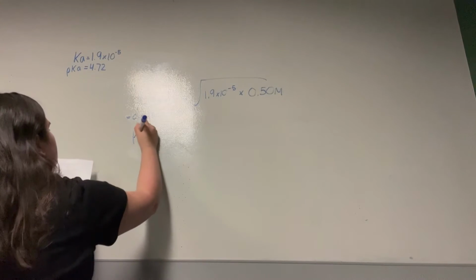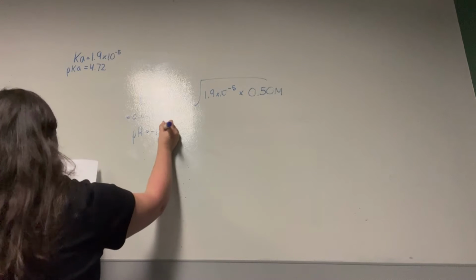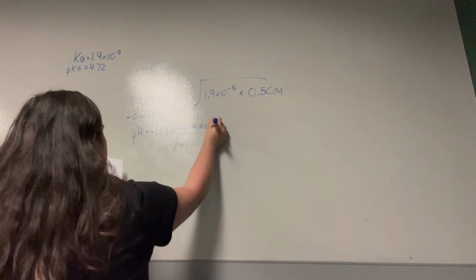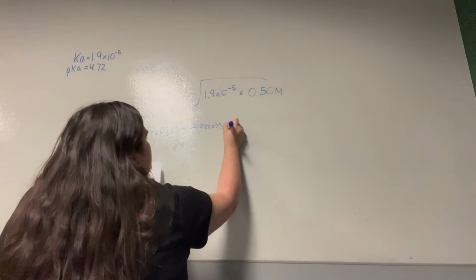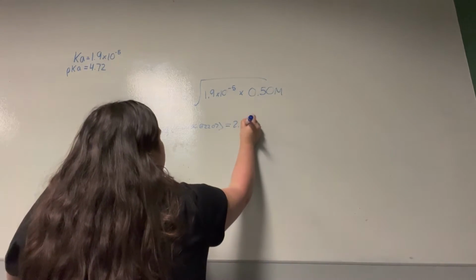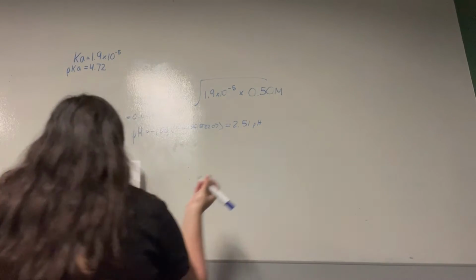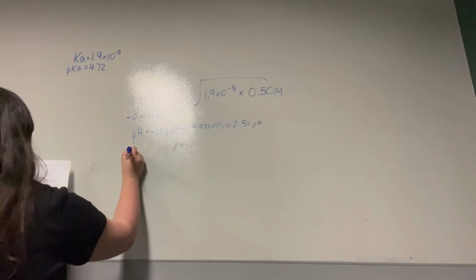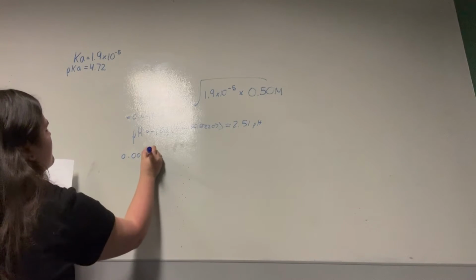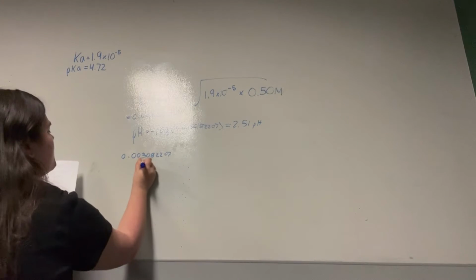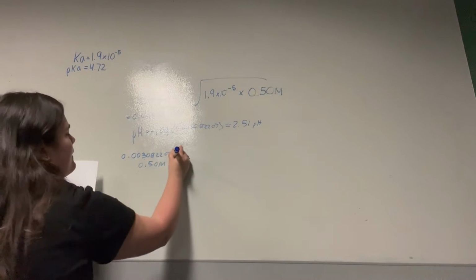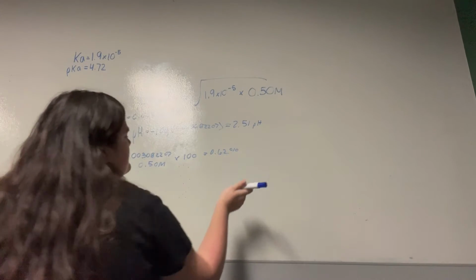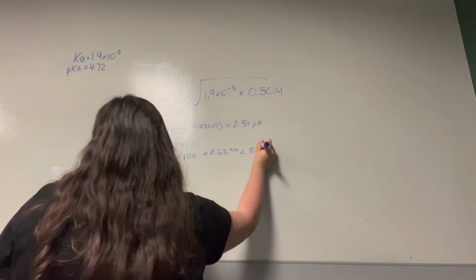With that, we can find the pH by finding the negative log of that value. And we find that the initial pH of the acidic solution is 2.51. And to confirm that, you have to use the 5% assumption. So to check it, we put the value of the concentration of H3O over the molarity, and then multiply that by 100 to get percentage. And you get 0.62%, which is less than 5%, so the assumption is correct and valid.